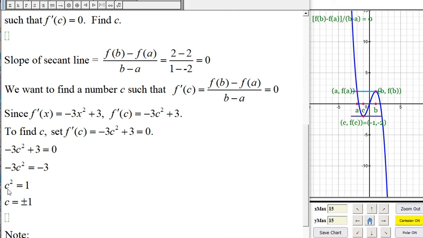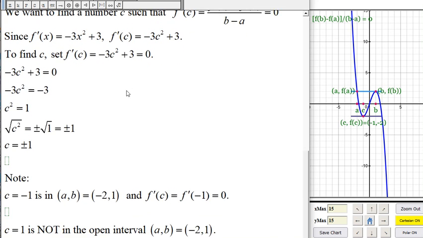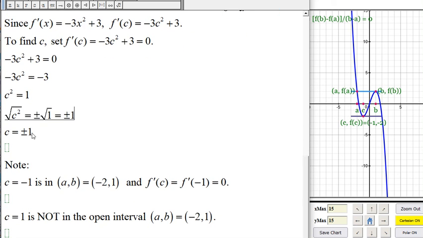Take the square root of both sides. The square root of c squared is c. And then remember that in solving an equation, if we take the square root of both sides, we need to have a plus and minus in front. So we take the square root in solving a quadratic equation. Remember that we need the plus and minus. So that's why we end up with plus and minus 1. So we have c can be 1 or negative 1.